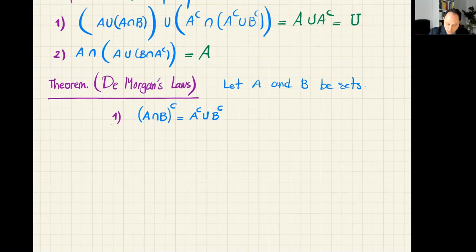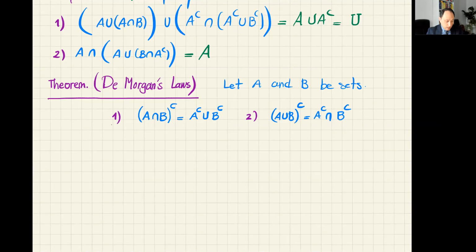Number two is this one. What happens if I have the union of two sets and I want to find the complement of the union? I can complement the first one, complement the second one, but I need to change union to intersection. These two very important laws are called De Morgan's Laws. Because this is a level 3 problem in the book, let me prove one of them at least for you, and you can do the other one yourself.